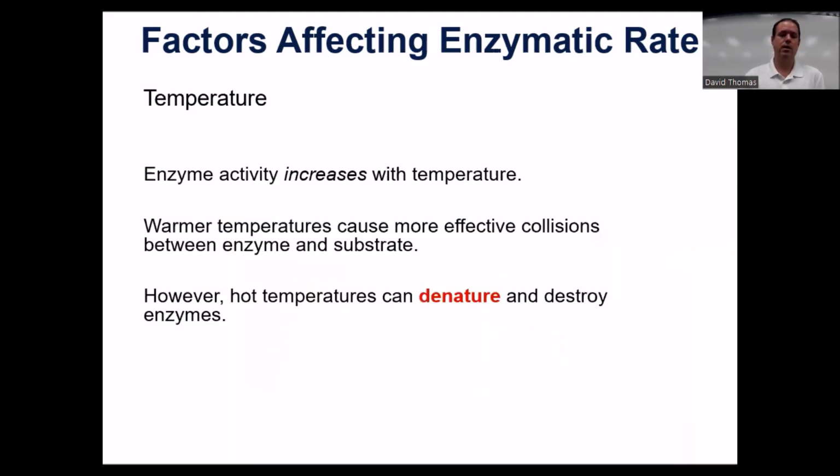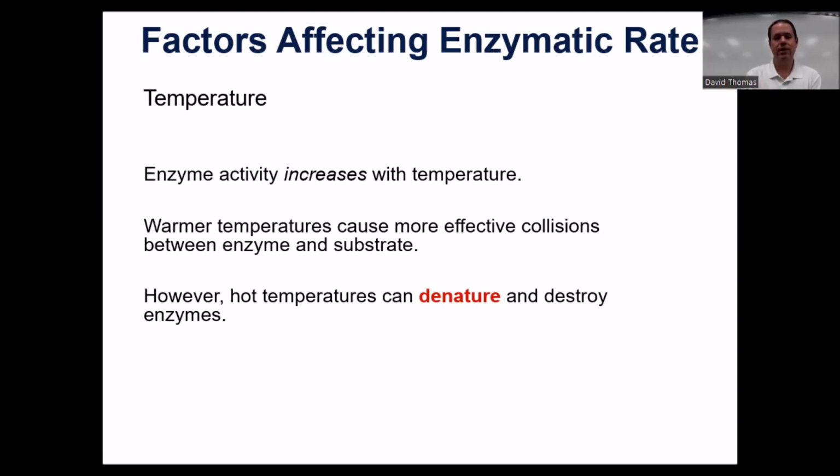Temperature also greatly affects enzyme activity. Usually enzyme activity will increase when the temperature increases, and that has to do with molecular motion. You increase the temperature of molecules, they move a little bit faster, and so the chances of them coming in contact with the enzyme and the active site increase. So you generally increase the reaction rate as you increase temperature, as long as you don't go too high.